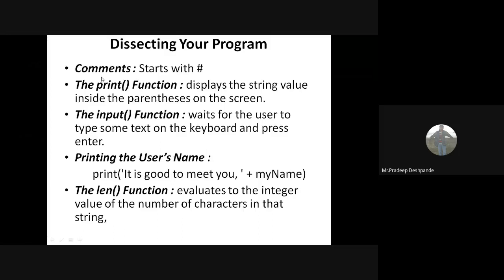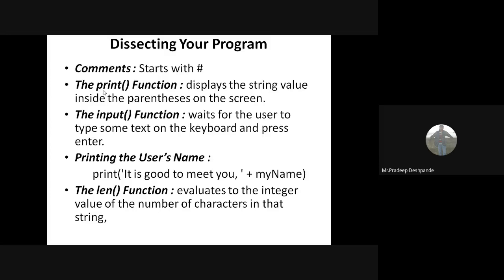Then the print function we have seen in the program. What the print function does is display the string value inside the parentheses on the screen. Whatever the string value is, that is displayed. Then the input function we have seen. What the input function does is wait for the user to type some text on the keyboard and press enter. We have read the user name and age there.